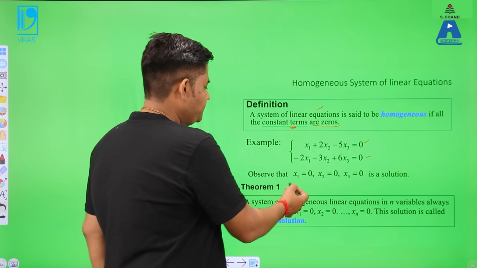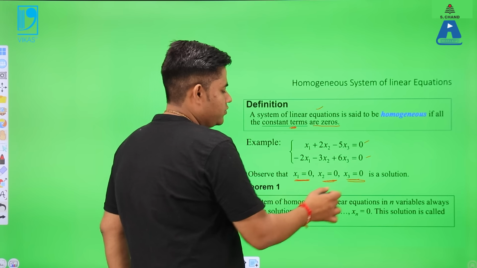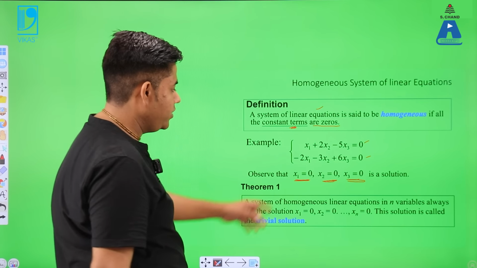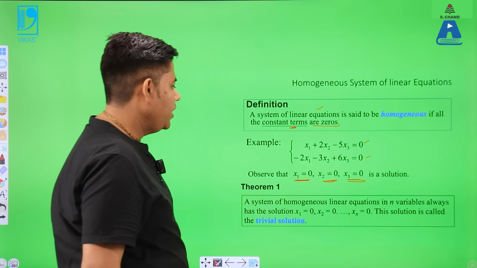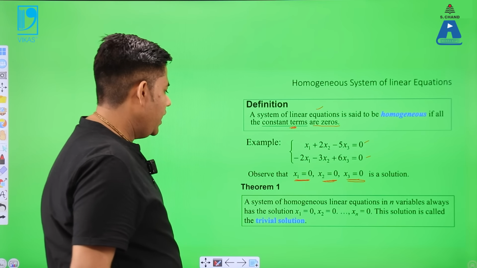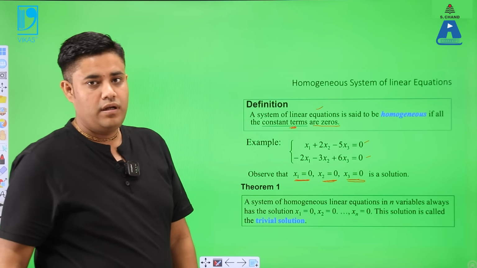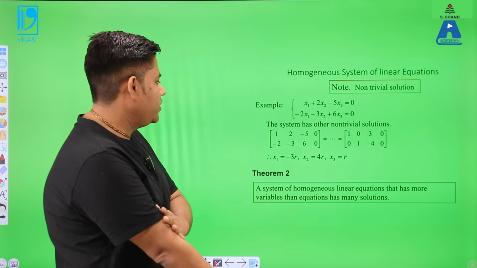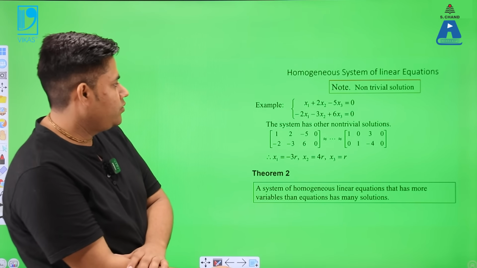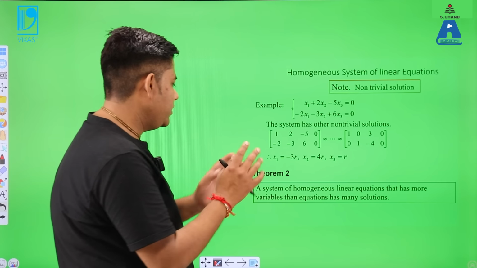That means you may observe that x1 equals to 0 and x2 equals to 0 and x3 equals to 0 may be the solution. If I substitute x1 as 0, x2 as 0 and x3 as 0, that might be a solution. And that particular solution is known as a trivial solution, right? But we would be particularly interested in finding out the answer associated to that non-trivial solution. So for that, the method remains the same.